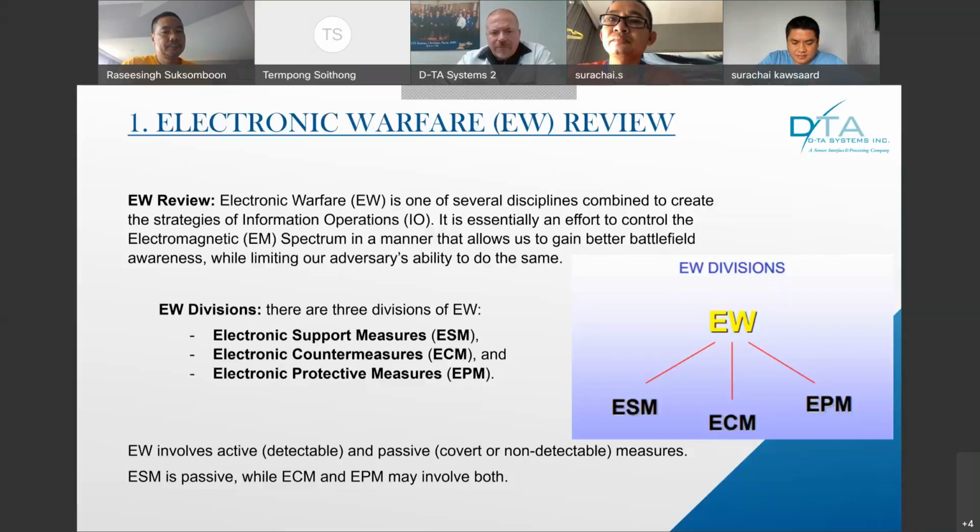So your EW divisions, there are 3 divisions of electronic warfare. So you have electronic support measures, or ESM, electronic countermeasures, or ECM, and electronic protective measures, or EPM. So EW involves active or detectable and passive, covert or non-detectable measures. So ESM, of course, being passive, while ECM and EPM may involve both methods.